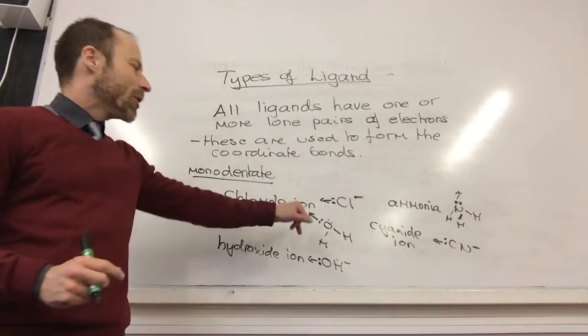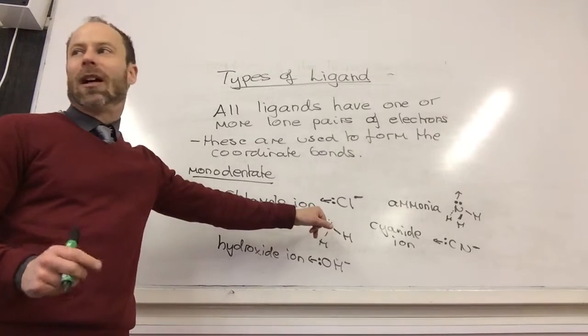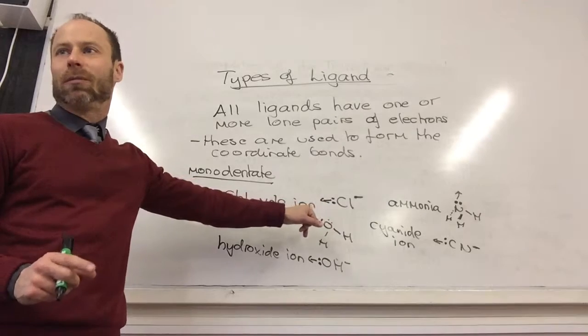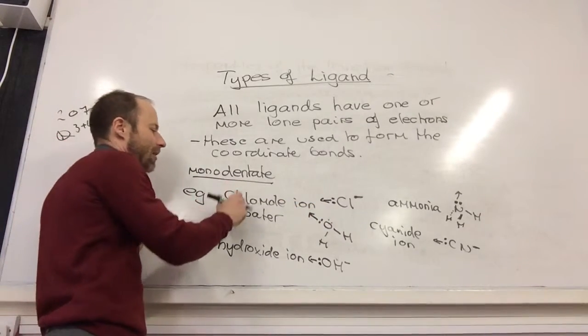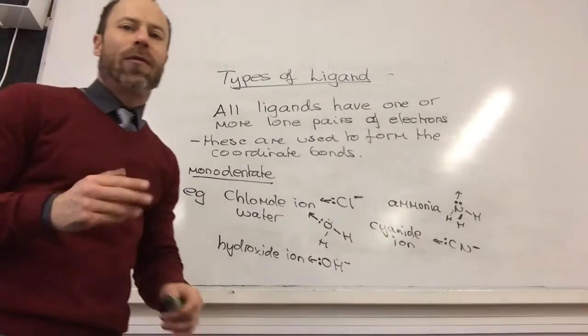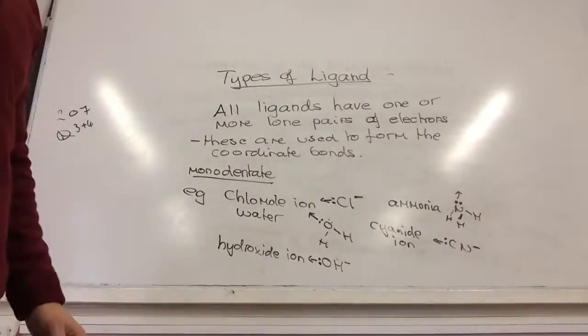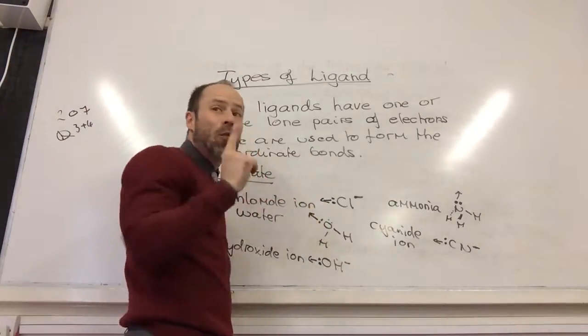So just be clear that even though I can have 2 lone pairs on one atom, I can only have 1 coordinate bond per atom. So these are all monodentate ligands because they all have only one lone pair that they can use to form a coordinate bond. Water's got 2 lone pairs, but you can only use one to form a coordinate bond.